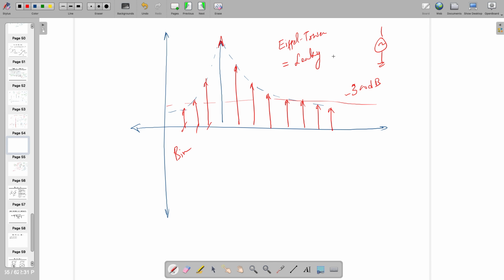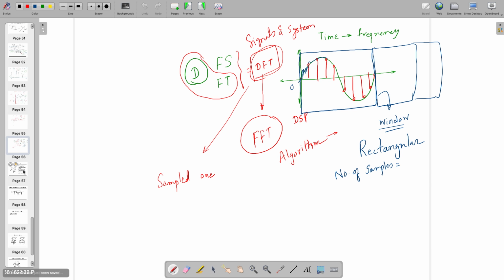We want to see only one fundamental signal at whatever frequency you are giving. The rest of the things have to be at minus 300 dB, right? So this is what you need to do. How to find out these numbers, the algorithms, it's up to you.